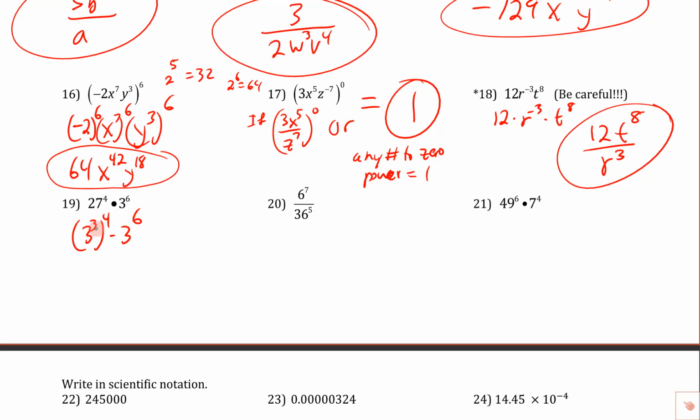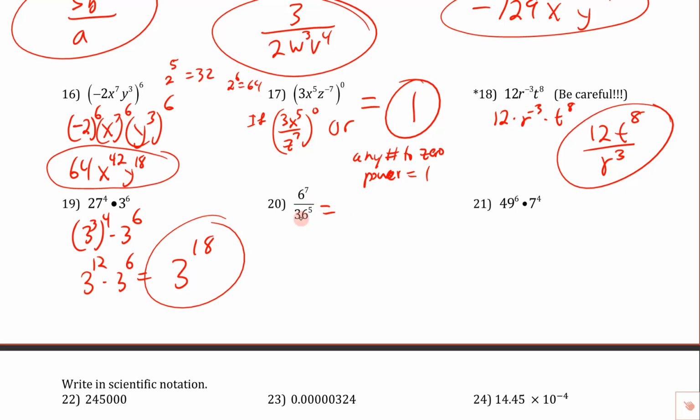So we just need to rewrite this one right here. 27 is the same as 3 to the 3rd. Power to a power we multiply, so that's 3 to the 12th times 3 to the 6th. So altogether that's going to be 3 to the 18th. Way too big to figure out what number that is, so we're just going to leave it. Let's take a look here.